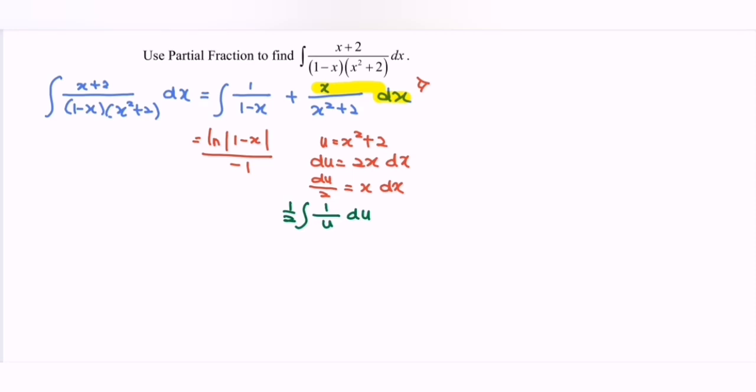If we integrate, we will have 1 over 2 ln u plus C. Kindly substitute back. So we have negative ln|1 - x| plus 1 over 2 ln(x^2 + 2) plus C. You may rewrite it in the simplest form, or this is the final answer.